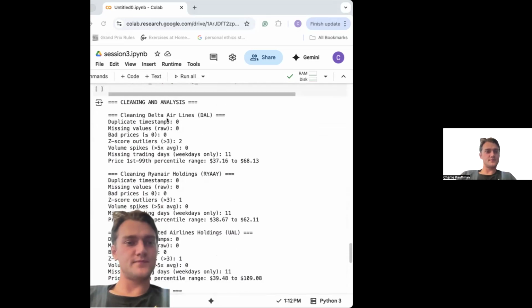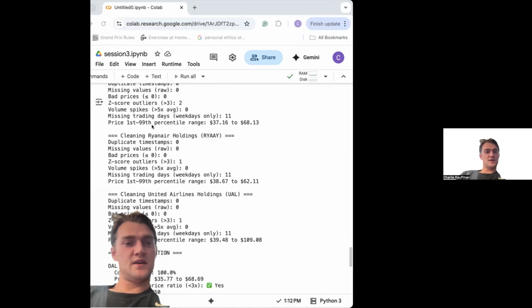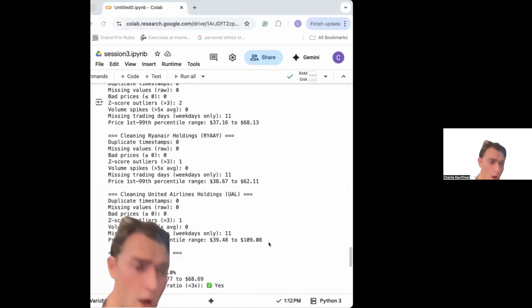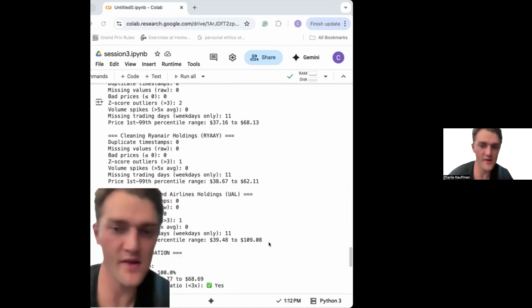Here you can see Delta Airlines came out with two days where the Z-score was way above or below average. With Ryanair, it gave me one, and with United Airlines, it gave me one. And you can see here's the price range: 37.16 to 68.13, then 38.67 to 62.11, and 39.48 to 109.08.